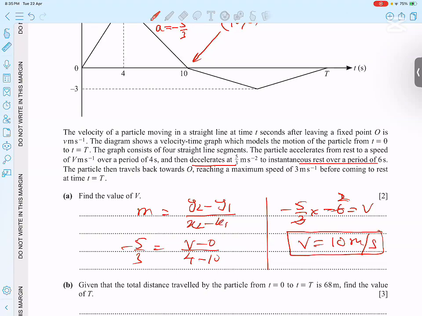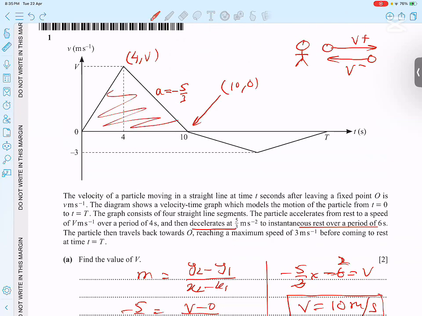So let's talk about the total distance traveled by the particle from 0 to t is 68. He mentioned that the total distance from here till here is 68 meters, find t. Basically, this distance is positive and this distance is negative. The reason is very clear, it is below the x-axis.